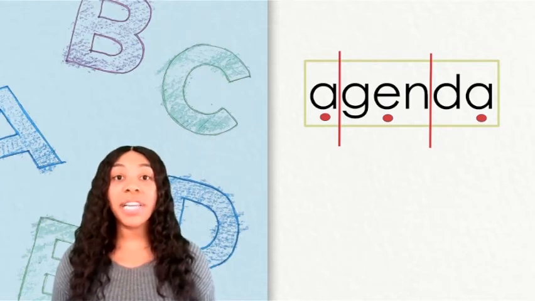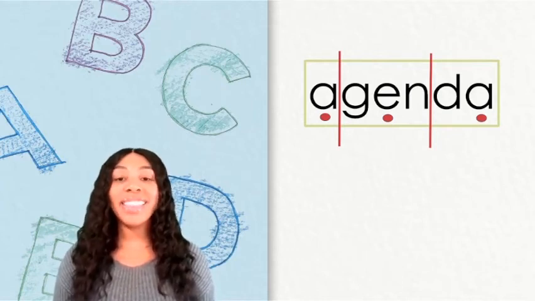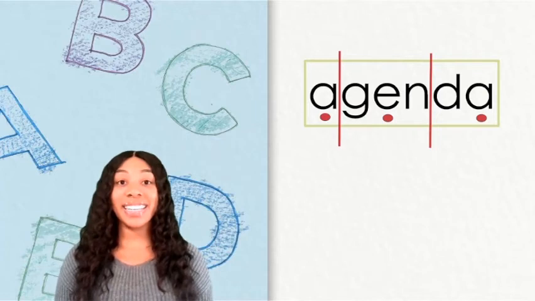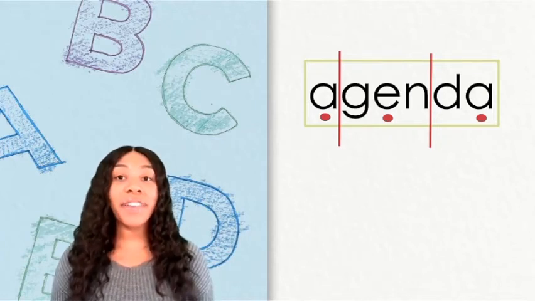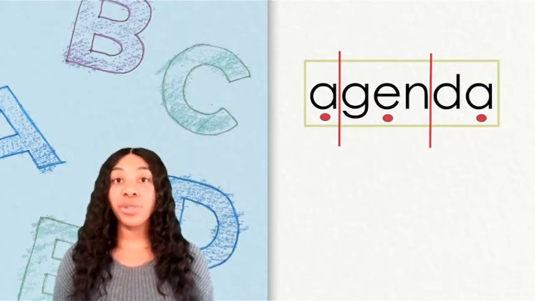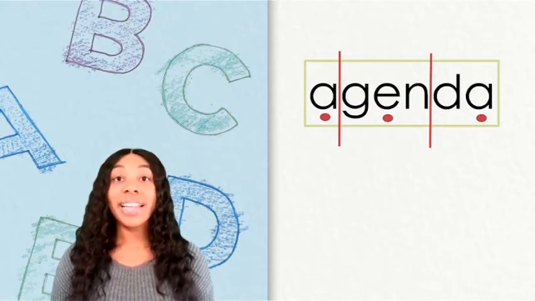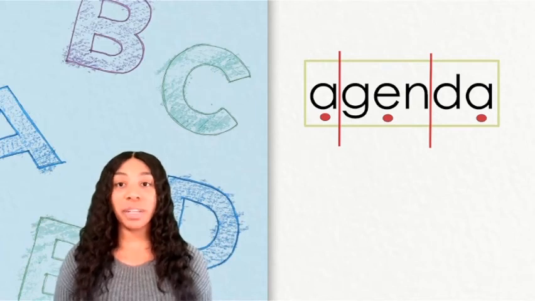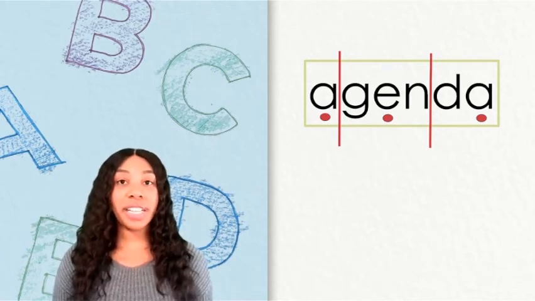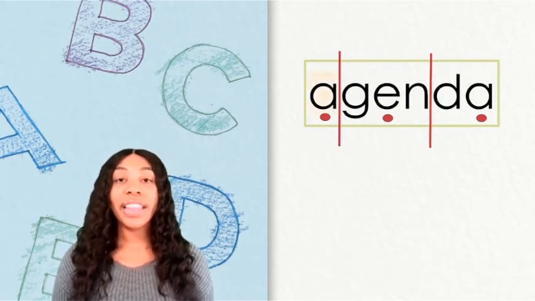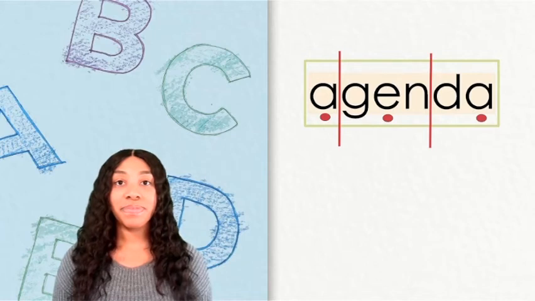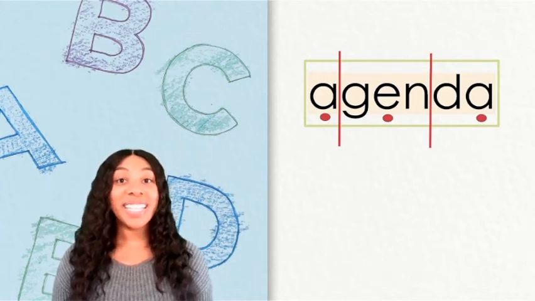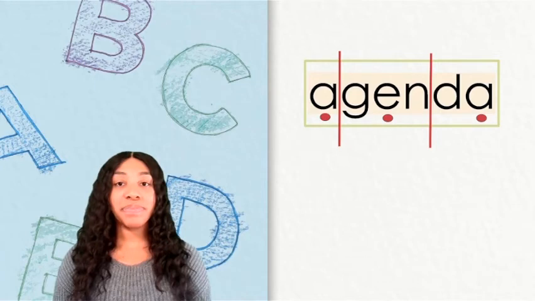We can see this because there is a vowel, E, then 2 consonants, N and D, and then another vowel, A. We know that we can divide syllables right between 2 consonants. Now it will be easier to read the syllables. Starting with the first syllable, we have a, then gen, da. What is the complete word? Agenda.